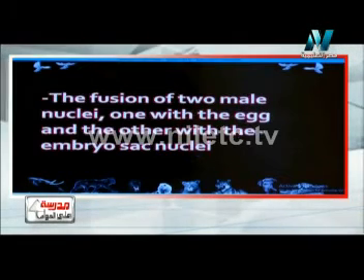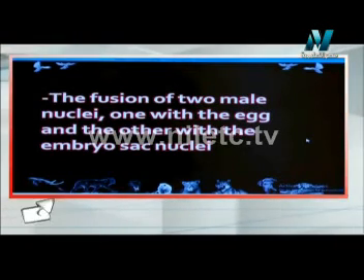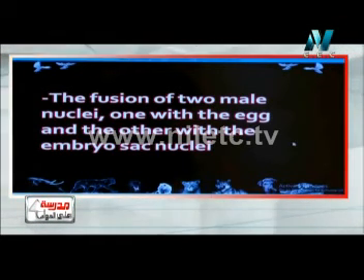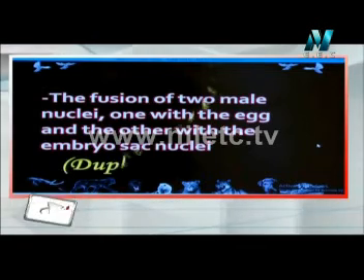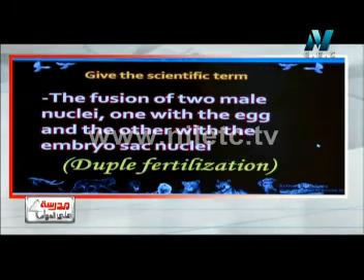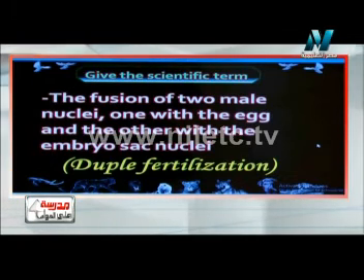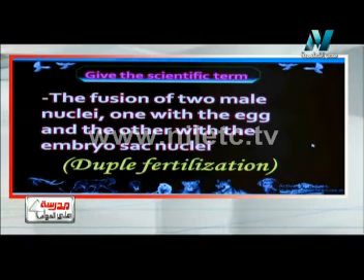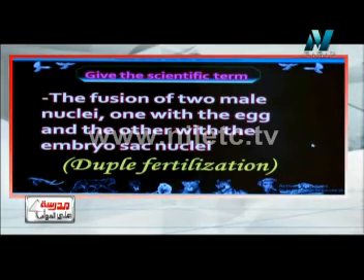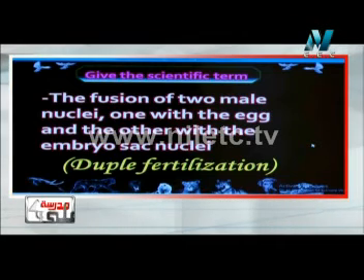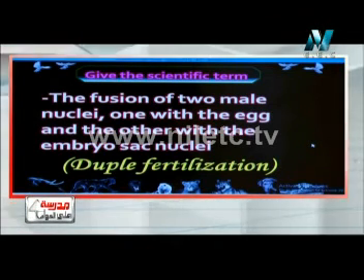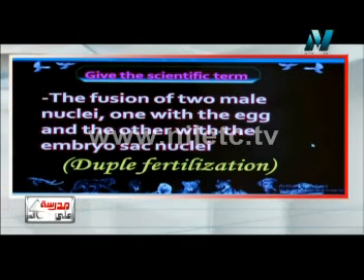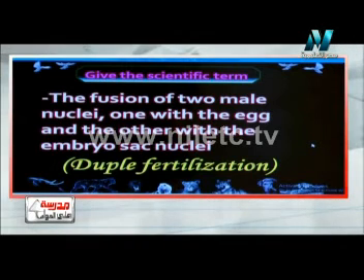The next question. The fusion of 2 male nuclei, one with the egg and the other with the embryo sac nuclei. That's double fertilization, because the male gamete, the pollen grain, contains two nuclei: the generative nucleus and the pollen tube nucleus. The generative nucleus is divided by mitosis into 2 male nuclei. One of them fuses with the egg cell to form the zygote, and the second fuses with the 2 embryo sac nuclei to form the endosperm.